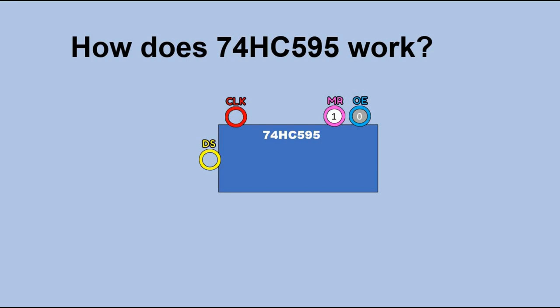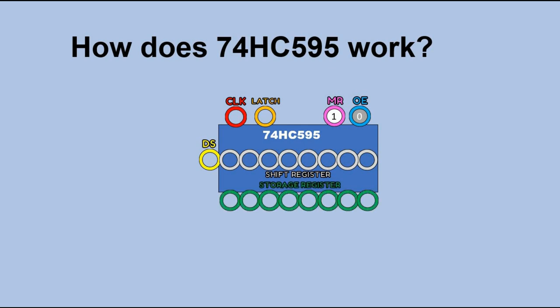Then we have a clock pin. Data is shifted from the serial input pin to the 8-bit shift register on every positive transition of that clock signal. The latch pin is used to update the data to the output pins. It is active high. When the latch pin goes from low to high, the current content of the shift register is copied to the storage register, and the bits of the storage register are propagated to the 8 output pins.